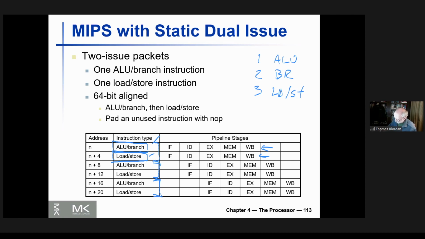And just to be clear, we'll end up talking about processors that are called VLIW in a while, which stands for very long instruction word.